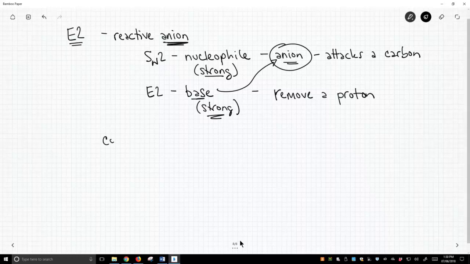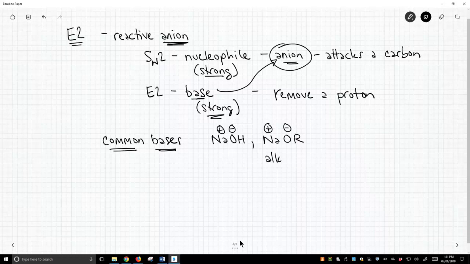So what are the most common bases? We've already seen the common nucleophiles, but the common bases are bases that you already know. Sodium hydroxide. Hey, there's a reason why you learn that sodium hydroxide is a base. It is a base. And when people talk about doing an E2 reaction, sodium hydroxide is a base that they'll use.